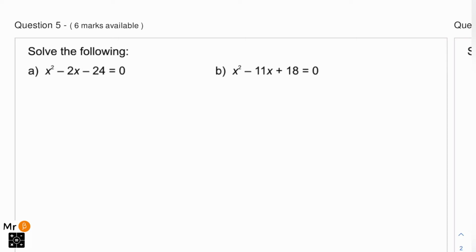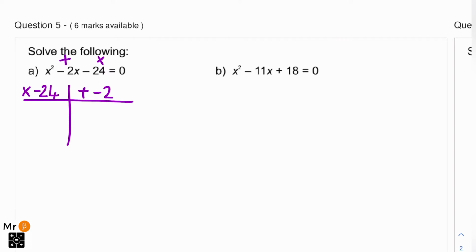So question 5. This is a more typical exam question. It doesn't tell you to factorise here, it just tells you to solve. But in order to solve this, we first of all have to factorise it into double brackets like you've been doing, and then you'd work out your two solutions. So we're timesing to make negative 24, and we are adding to make negative 2.